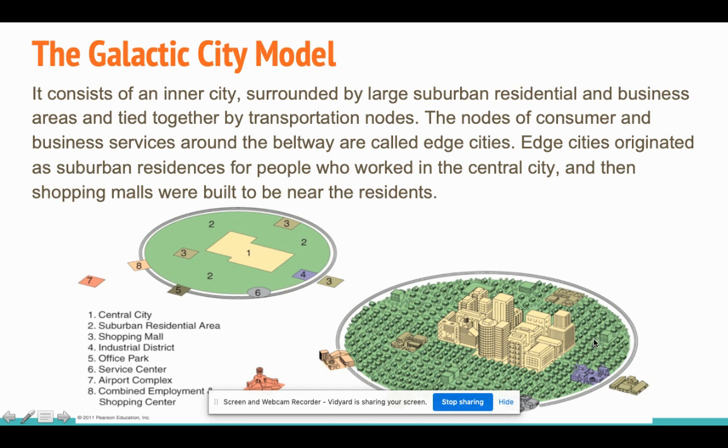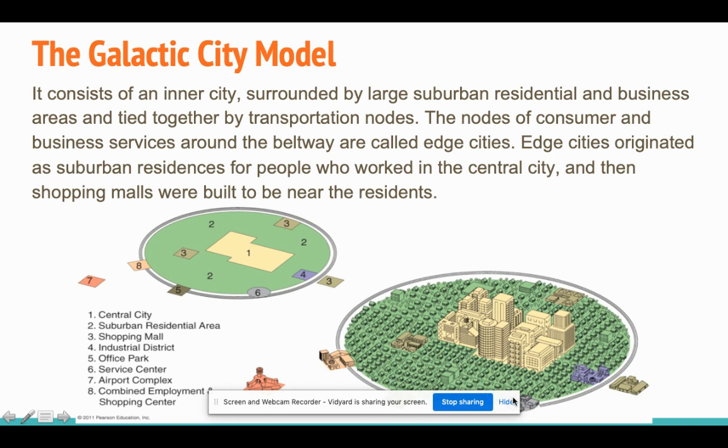Okay, but if you build your outlet mall near the suburbs, those are going to be the people that are going to be shopping at your area anyway. Okay, so the galactic city model typically has an inner city that can be the central business district, and also that can be areas of either low-income housing or very high-income housing, depending on what city it is. But it is surrounded on this beltway by large suburban residential and business areas.